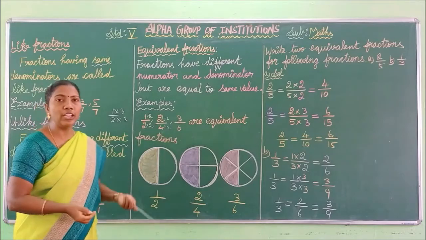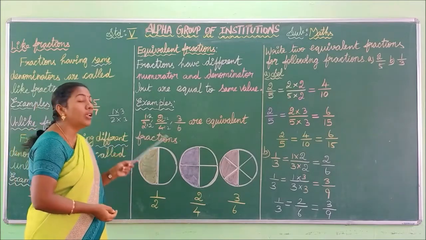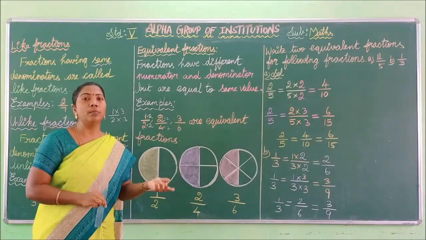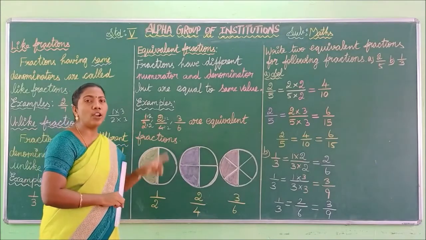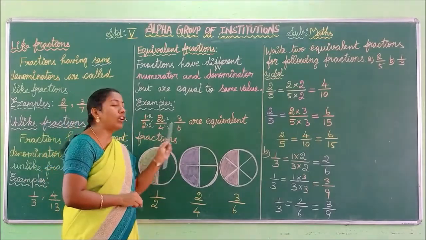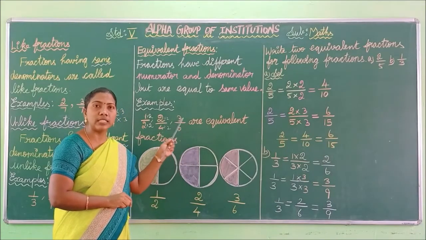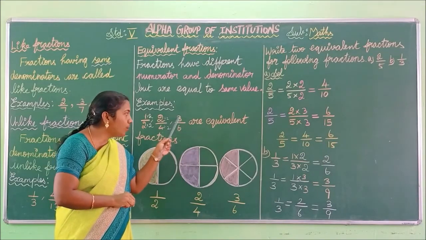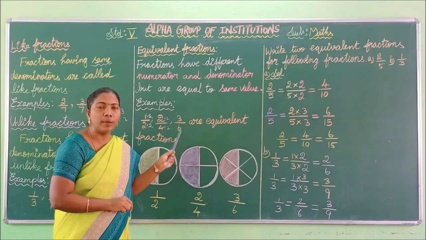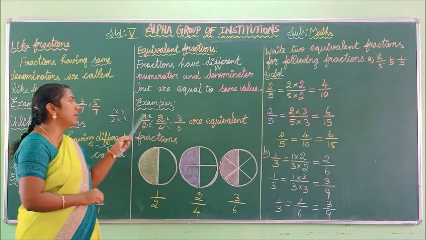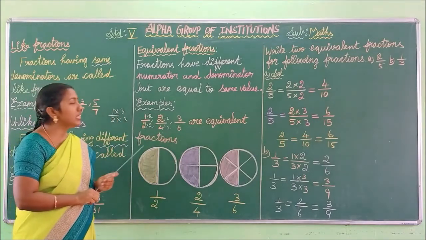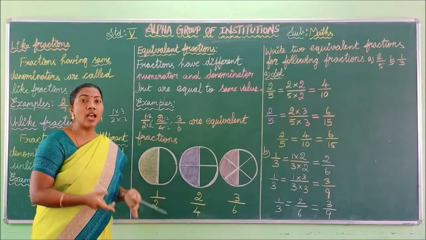How do you get the equivalent fraction for the given fraction? By multiplying the same number to the numerator and denominator, we get equivalent fractions. And if you divide the numerator as well as the denominator of the equivalent fraction by the same number, you get the same answer, 1 by 2. Let us see how these fractions are equal.